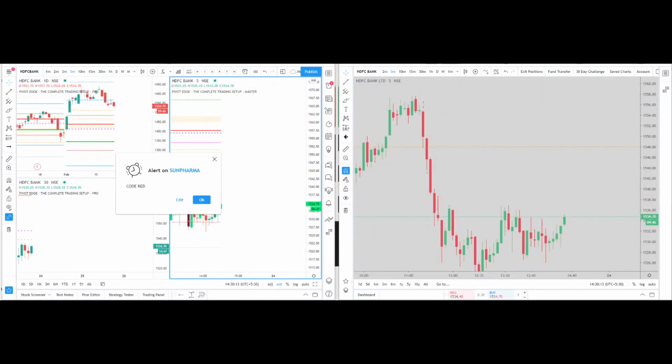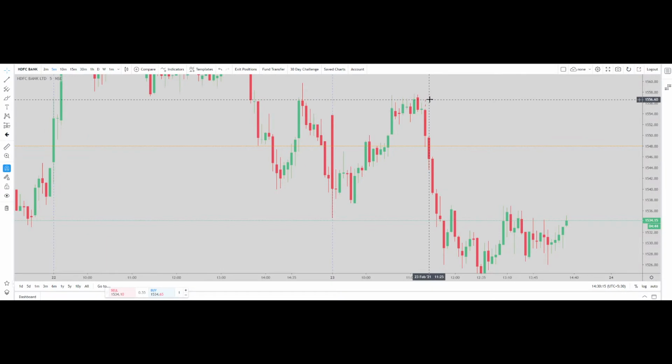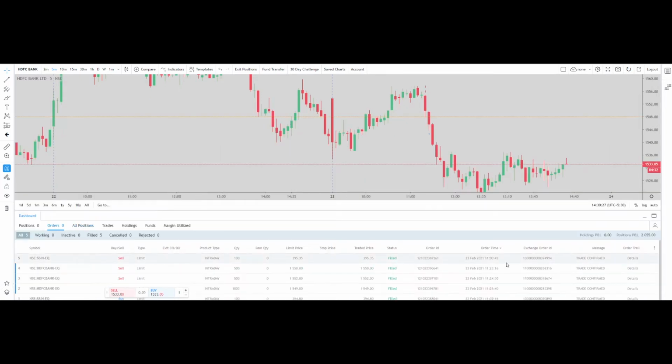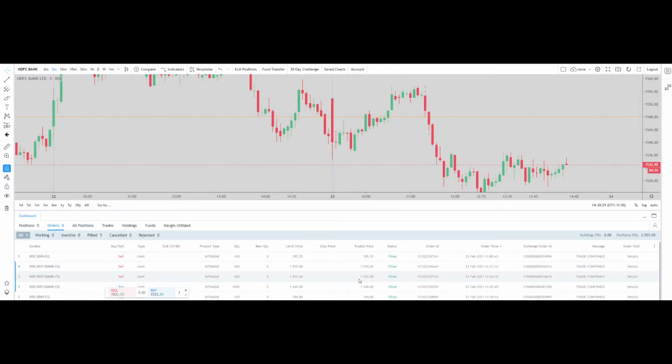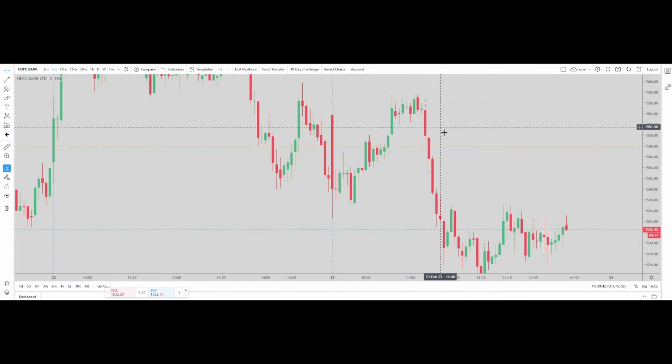Okay, so this is the trade I took in the morning. You can see here the order that I have shorted, and immediately in the next candle I have closed this trade. If you go to the dashboard in the orders here, you can see at 11:23 I have taken the trade, and at 11:25 I have closed this trade. Just around 2 minutes I finished this trade.